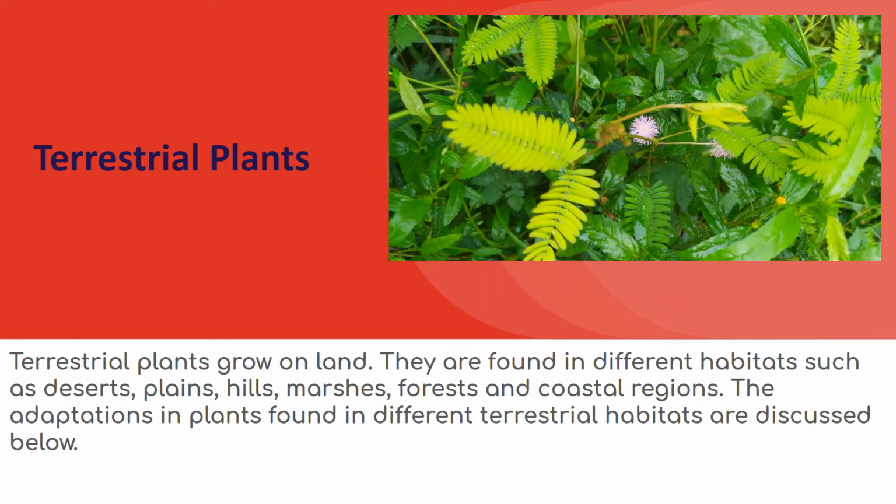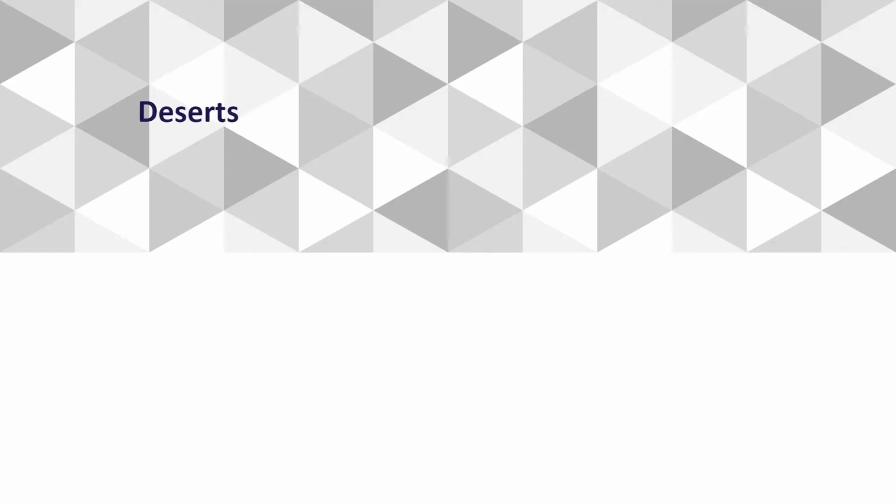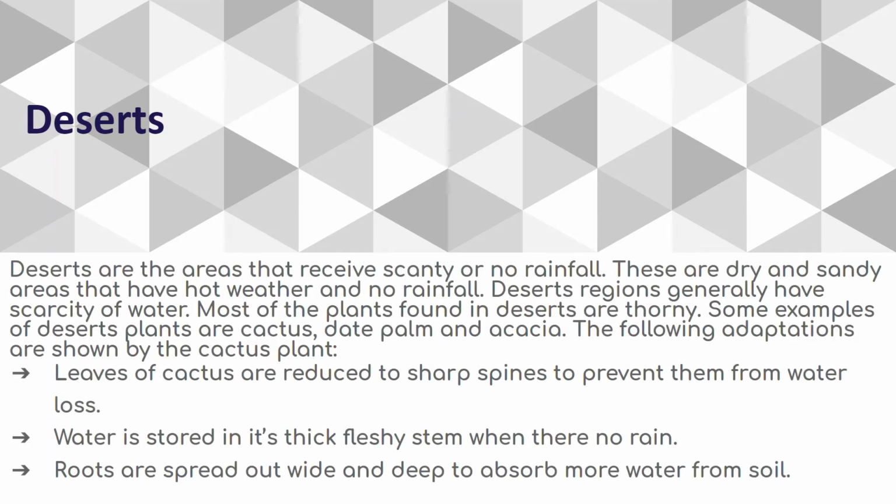This is the plant. Deserts. Deserts are the areas that receive scanty or no rainfall. These are dry and sandy areas with hot weather and no rainfall. Desert regions generally have scarcity of water. Most of the plants found in deserts are thorny. Some examples of desert plants are cactus, date palm and acacia.